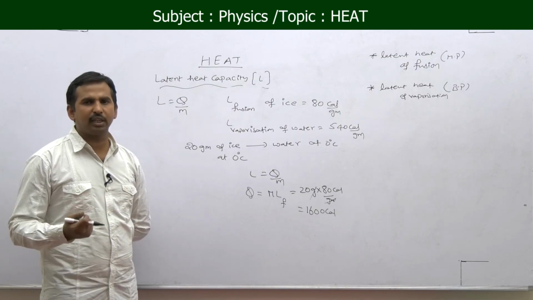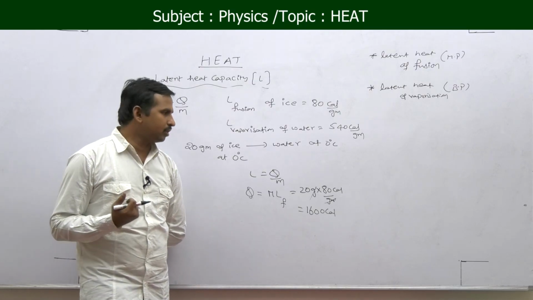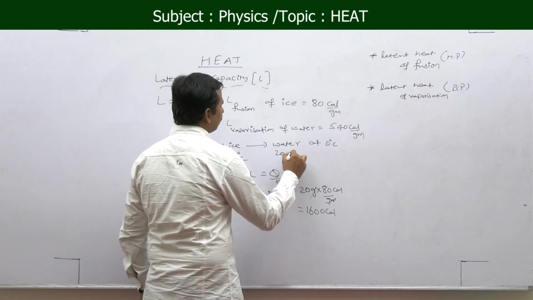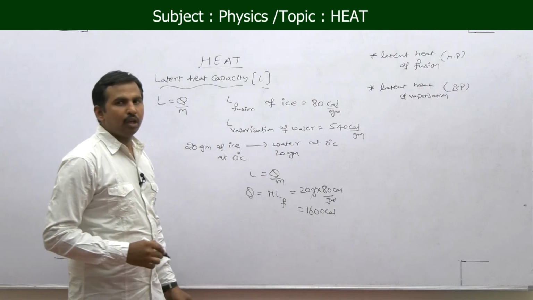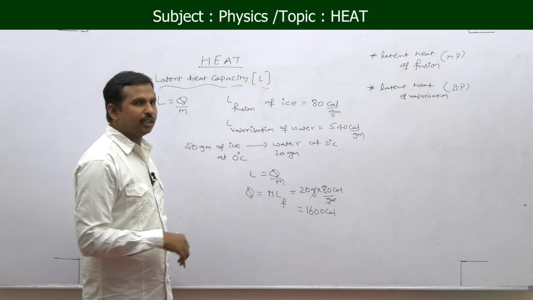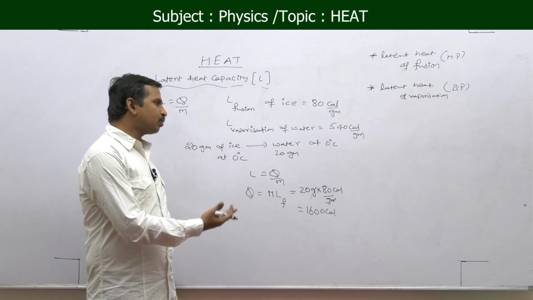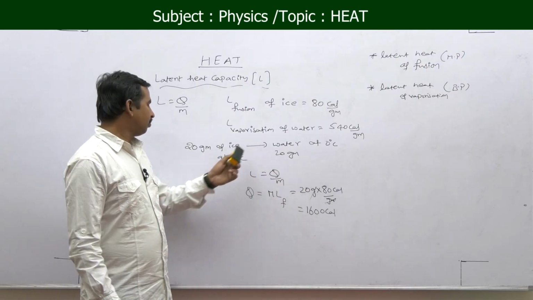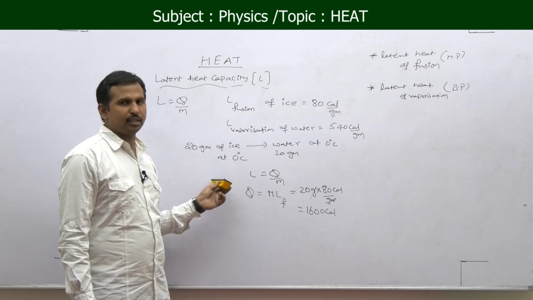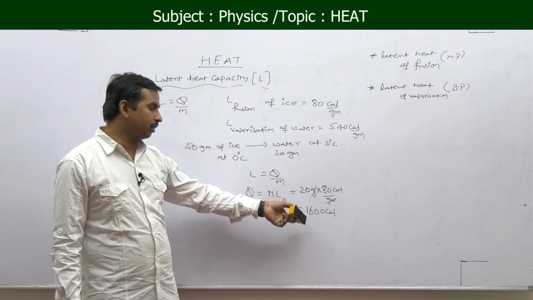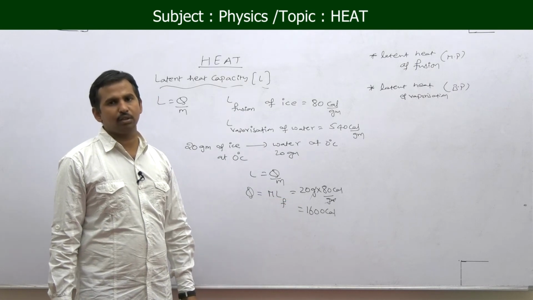And again, as the mass always remains the same, we are getting 20 grams of water. Okay. And in the same way, if you take it in reverse, if you want to freeze 20 grams of water at 0 degrees Celsius back into 20 grams of ice at 0 degrees Celsius, the amount of heat energy that has to be given out is 1600 calories.